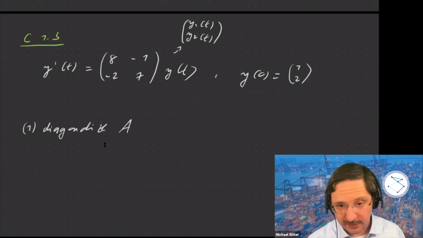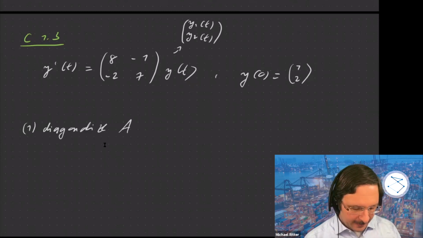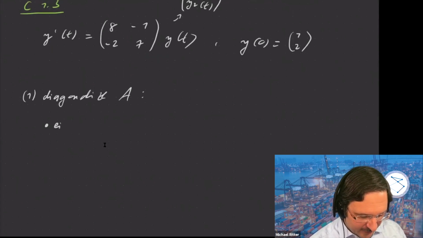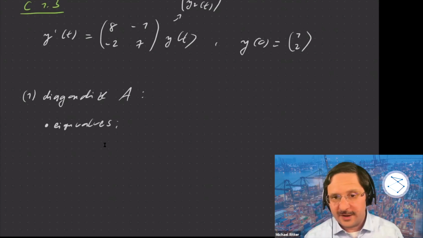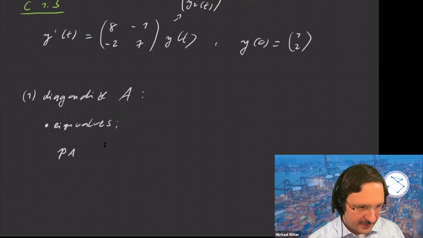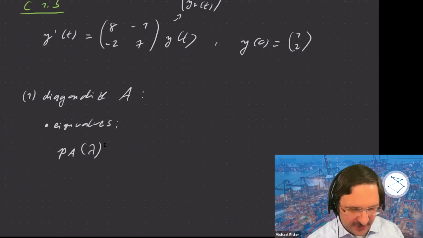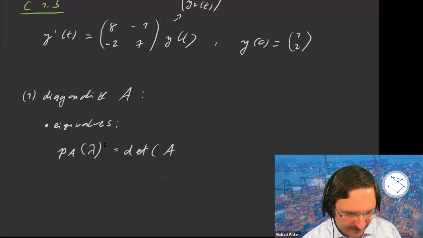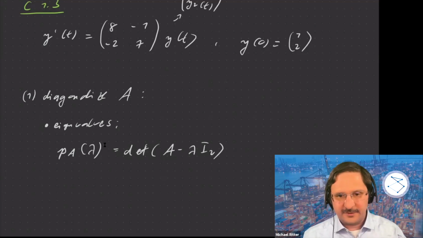Diagonalize A, if possible, of course. In that case, we don't have the eigenvalues yet, so we need to compute those first. To compute the eigenvalues of A, we compute the so-called characteristic polynomial, usually called P_A of lambda, which is the determinant of the matrix A minus lambda times the identity matrix. We want to find out when this determinant is 0.